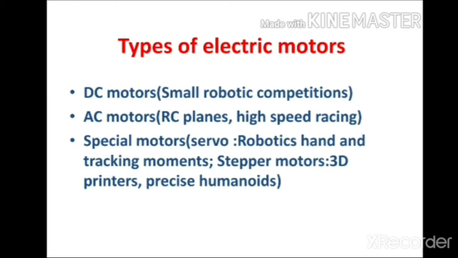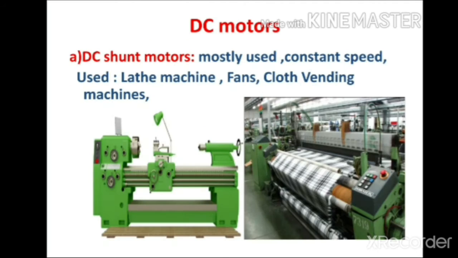DC motor speed can be controlled over a wide range using either a variable supply voltage or by changing the strength of the current in its field windings. Small DC motors may be used in toys, tools, appliances, or even for competitions. You can see in this picture it is used for a lathe machine, fans and cloth mending because it has constant speed. That is the reason.